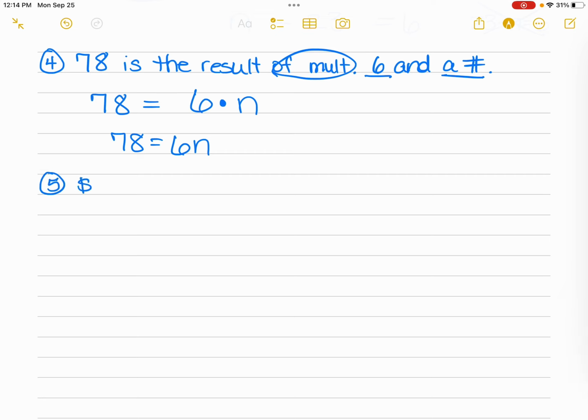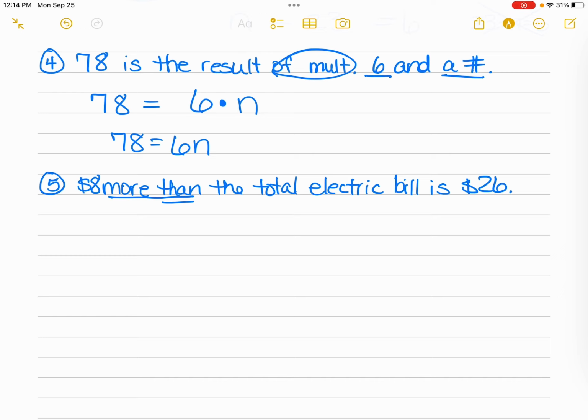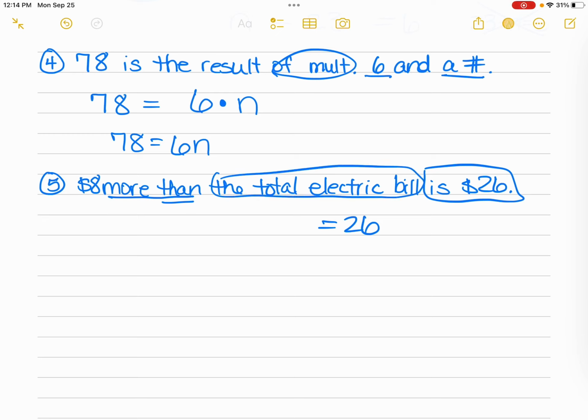Okay, number 5. It says $8 more than the total electric bill is $26. Sorry, I lost my train of thought. Okay, so remember when something says more than or less than, it means you switch the order of it. So my is 26 is going to be equals 26. The total electric bill is what I don't know. I'm going to call that E. So I have E plus 8 equals 26. Remember, when you have more than, that means that 8 is going to be flipped with the electric bill.